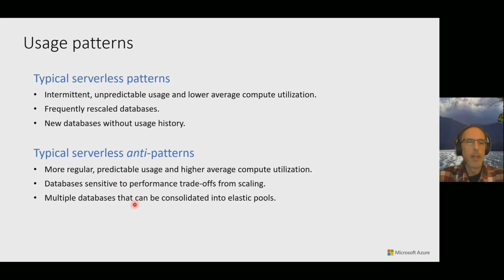And then finally, if you have multiple databases that can be consolidated into the same elastic pool, then elastic pools tend to provide better price optimization. This is really largely because elastic pools provide better compression of usage per unit of compute.